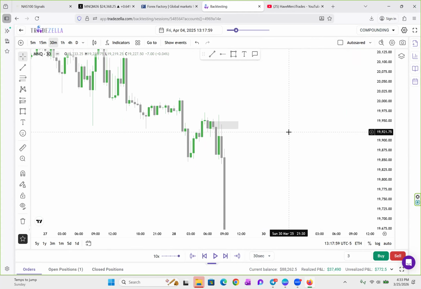So this is how I get sniper entries in the market. I only take trades off order blocks or breaker blocks, which I'll talk about in another call. So that is just the basics of order blocks.